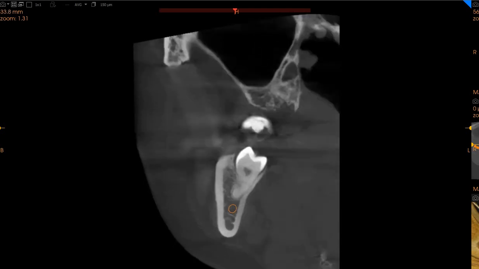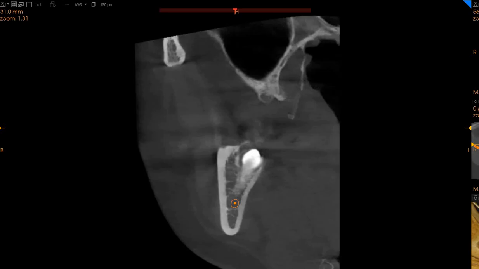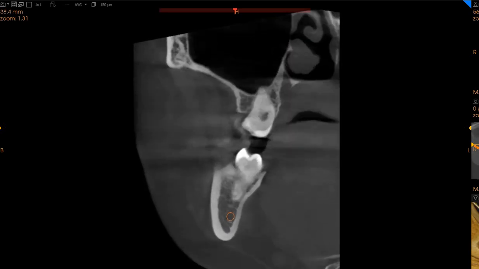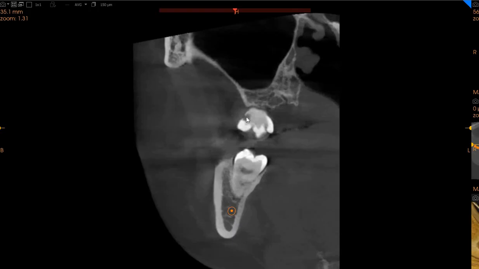The lower right eight also is very closely associated with the inferior alveolar nerve, but not as significantly as the one on the right hand side. The upper right wisdom tooth has a cavity on the buccal aspect, which you can see right here.